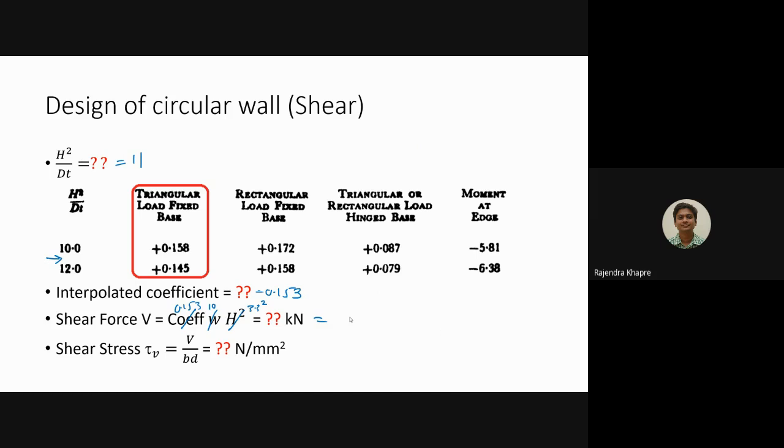16.66, right? So this is 16.66 kilonewton. Okay. So now for this purpose, again we have to check for the shear stress. The shear stress can be calculated in the same form, that is V divided by B into D. So 16.66 into 10 to the power 3 divided by B is 1000 and D is 120.